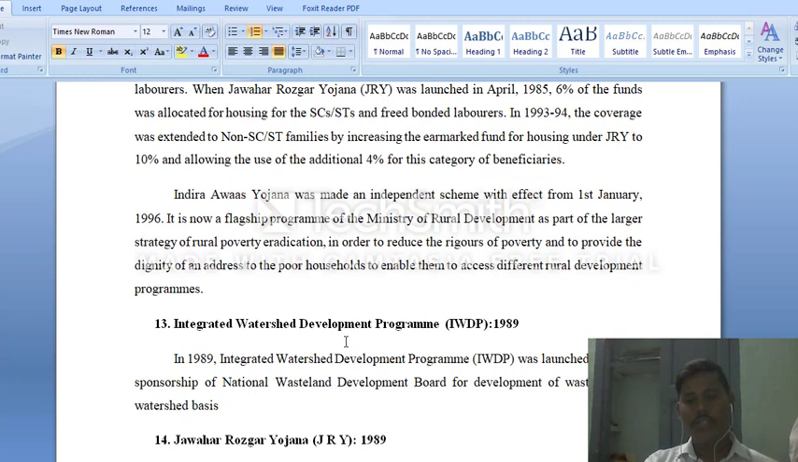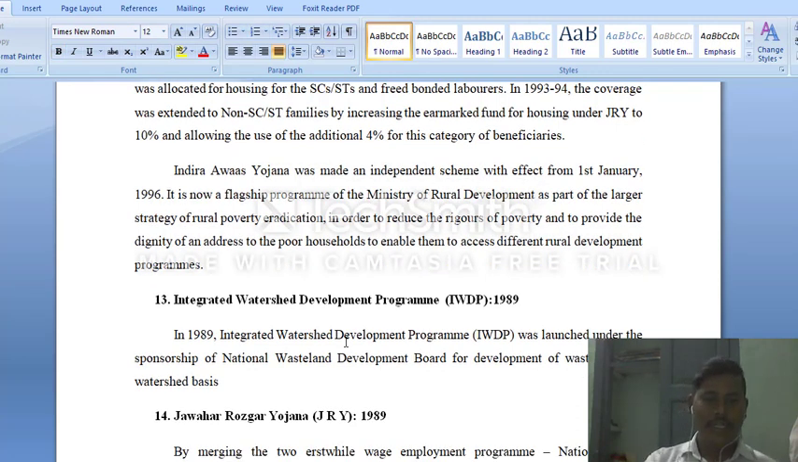In the year 1989, the Integrated Watershed Development Program was launched under the sponsorship of the National Wasteland Development Board for development of wasteland on a watershed basis.